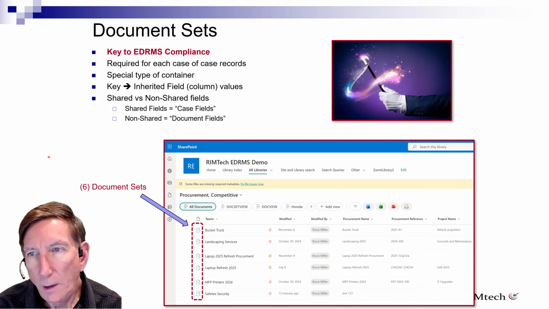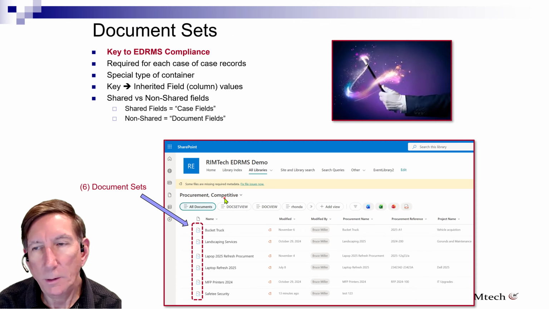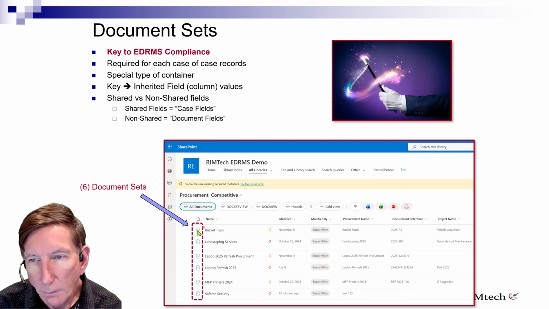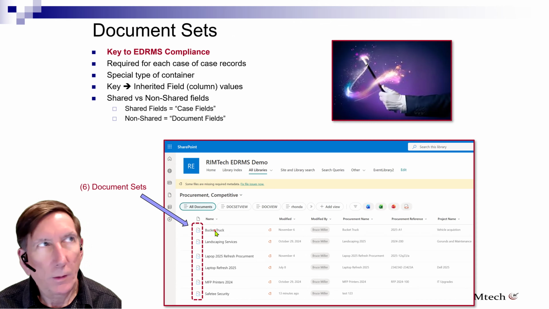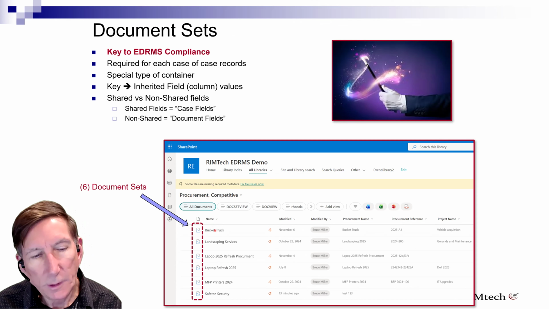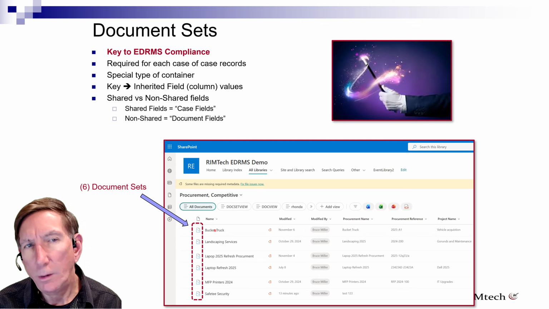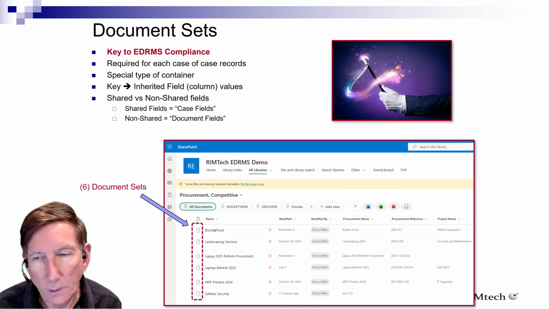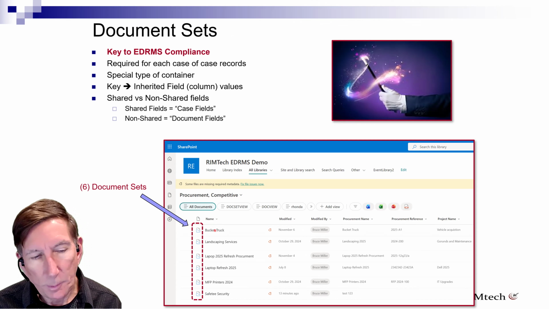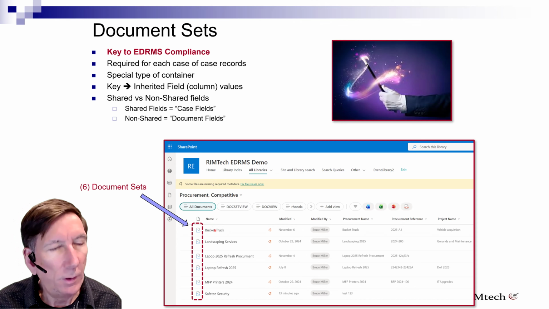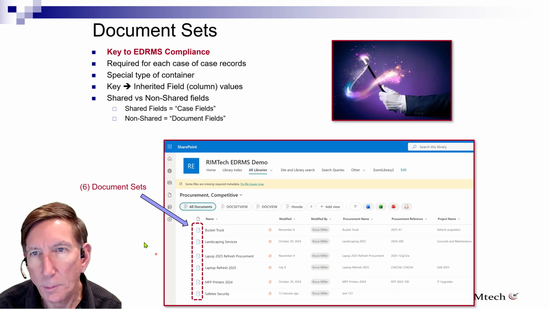So we'll talk about that in a minute, but in this screen capture down below, you'll see that we have a library called procurement, competitive, and in it, there are these 6 things right here. And those 6 are document sets. You see that unique icon there? So from the perspective of SharePoint, a document set is a container. It is similar to a folder in some ways, but it's highly specialized. And its purpose is to group together related documents that are different from other documents. That's its purpose, okay?